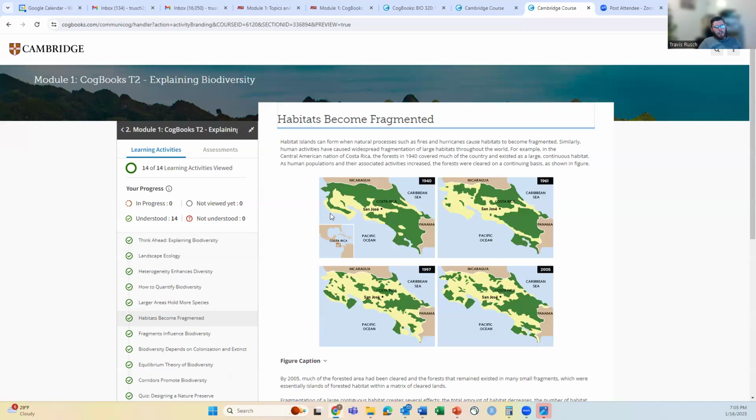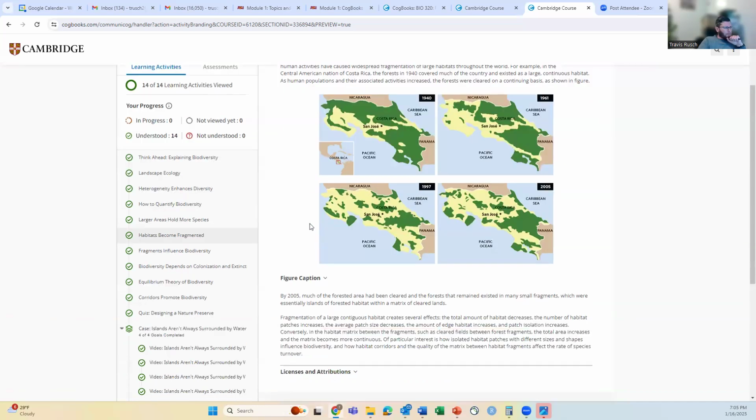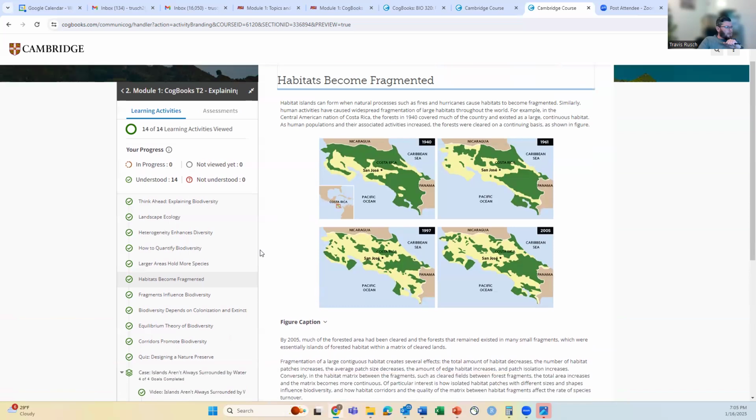What are some non-human causes of habitat fragmentation? Flooding, fires. Yeah, so more natural disasters, right? Flooding, fires, we said, could be hurricanes, could be disease, could potentially come in and fragment habitats of like birds or mammals or amphibians, the habitat itself, parts of the habitat. So very good.